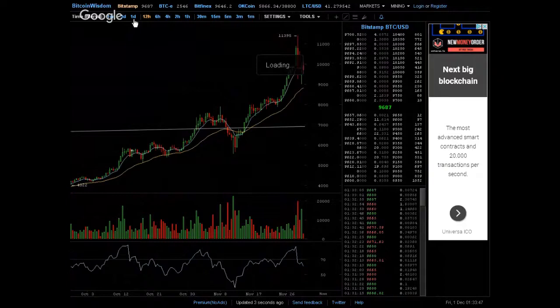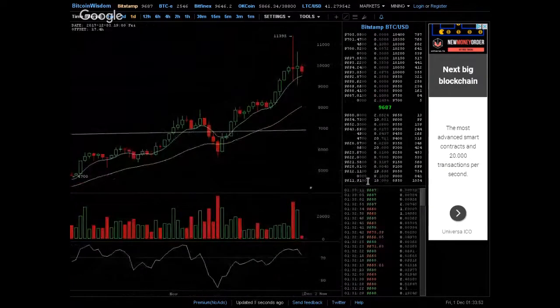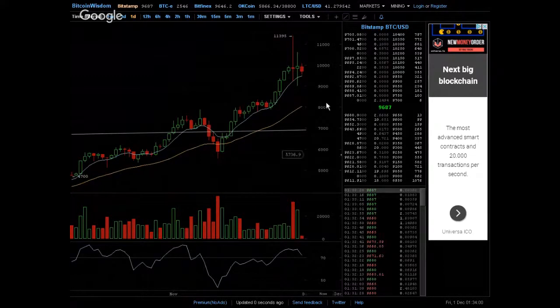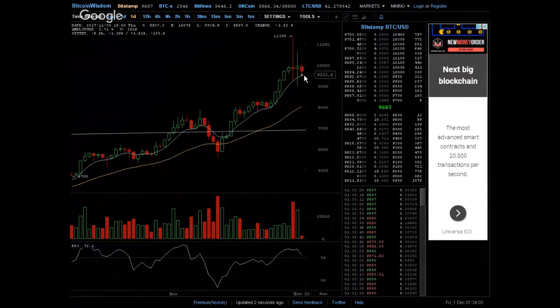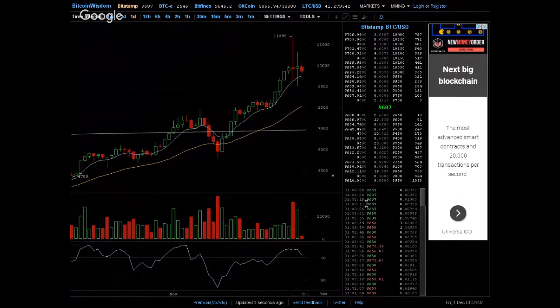So look at the 1 day. Totally different story, isn't it? On the 1 day, the spot price is still above the moving average. As long as the spot price is above the moving average, it's still trending up. This is on a 1-day Bitstamp.